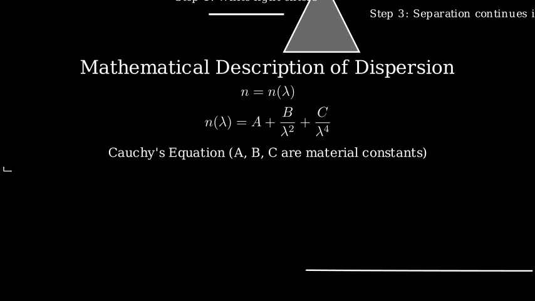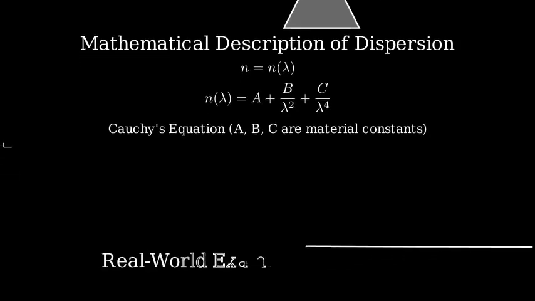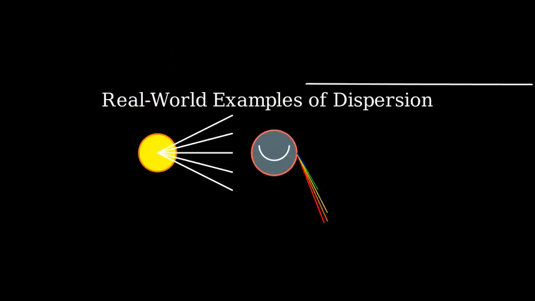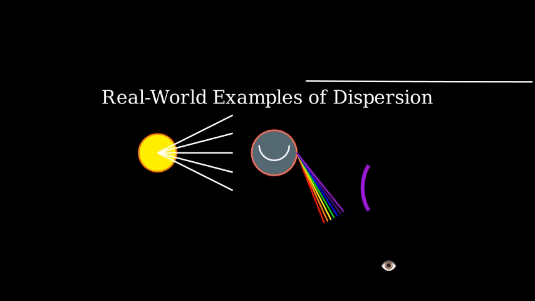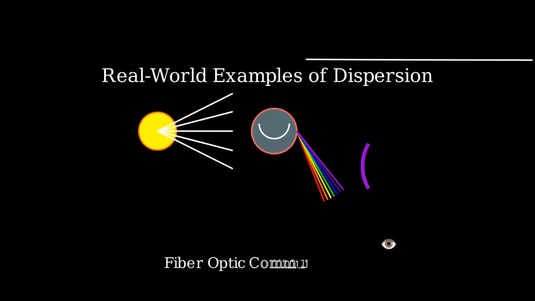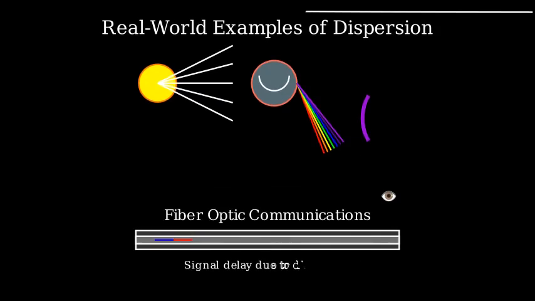Dispersion isn't just a laboratory phenomenon. The most beautiful natural example is the rainbow. Rainbows form when sunlight enters water droplets in the air, undergoes both refraction and reflection, and emerges dispersed into its component colors. Dispersion is also important in fiber optic communications.